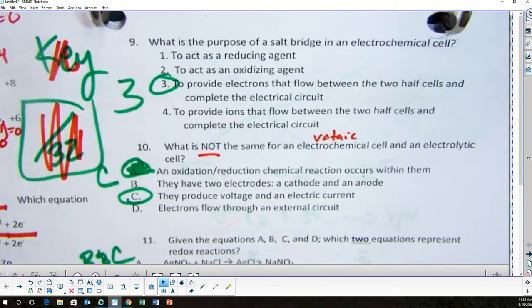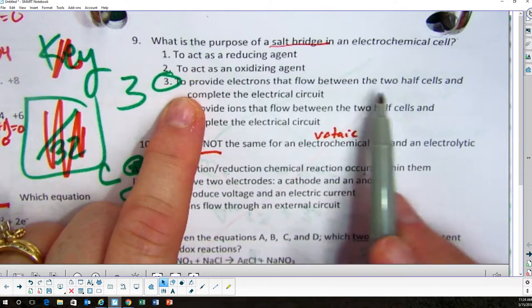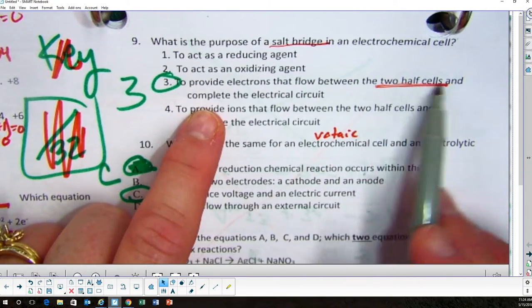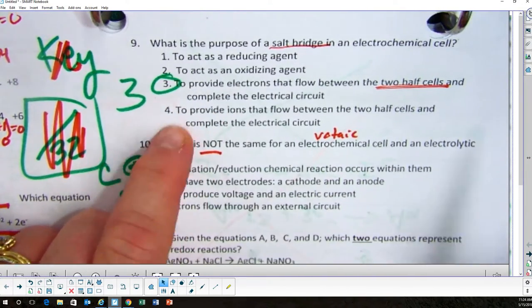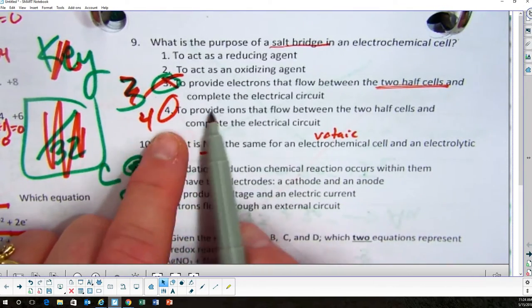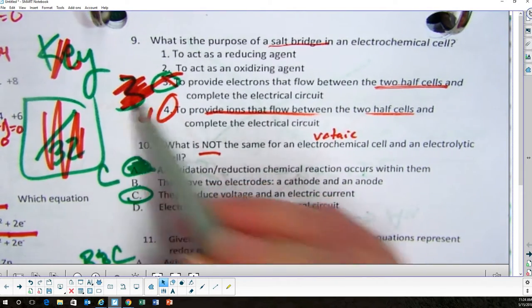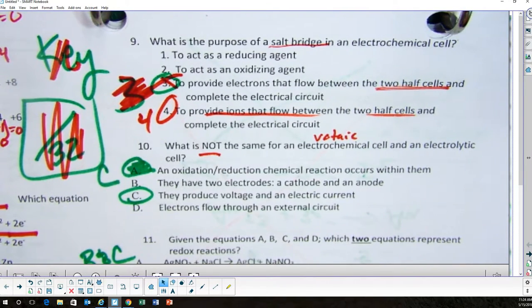On number 9, what is the purpose of the salt bridge? So that we can move charges from one side to another, so we can balance out the charges. So to provide an electron flow between the two half cells of the electron current. Actually, it should be, nope, that should be 4. To provide ions flow. Sorry, I screwed up on that one. That should be number 4 because it's the ions that move through the salt bridge. The electrons move through the wire, right?